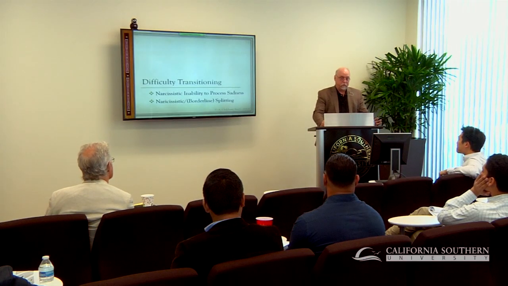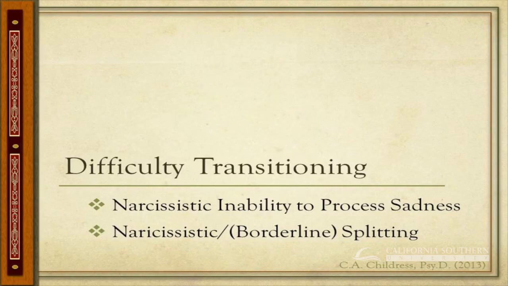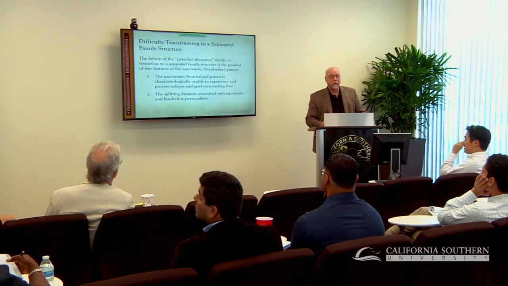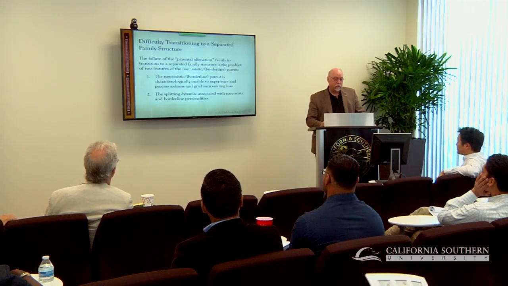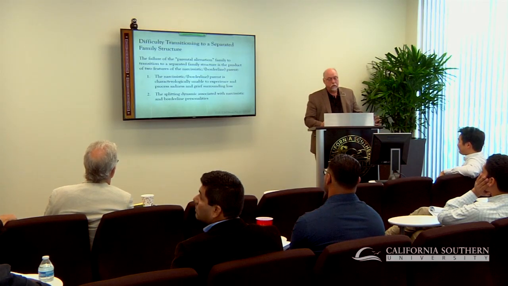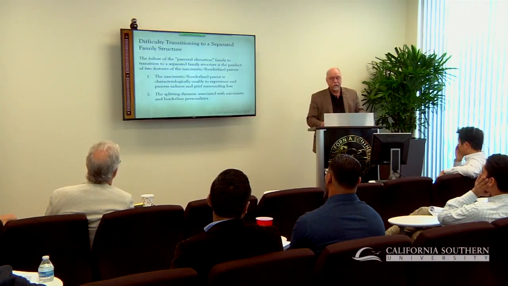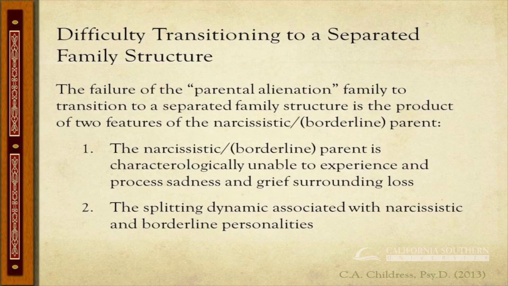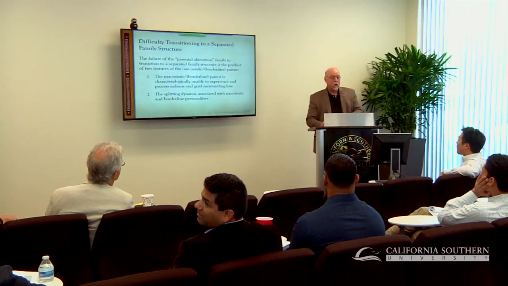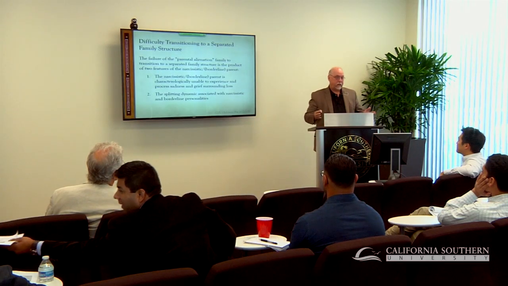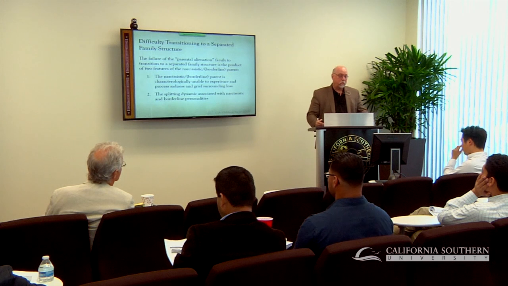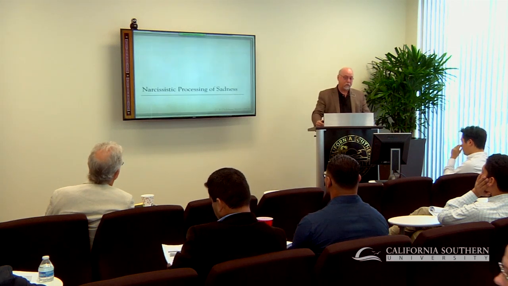So, to drop down a little bit, the reason for the difficulty in the family making the transition is that there's an underlying narcissistic personality structure in one of the parents. There are two features about narcissism that are going to make it difficult for the family to transition. First, the narcissist is characterologically unable to experience sadness and grief. That's just not capable for them. The second is the splitting dynamic that occurs with both narcissistic and borderline personality dynamics.